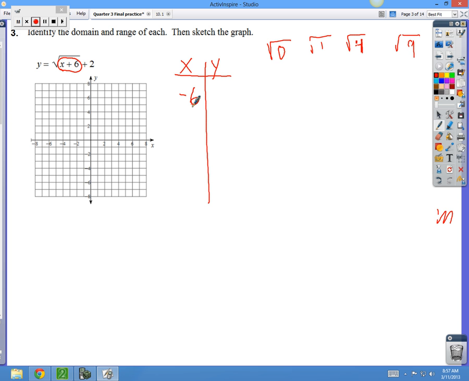If you do negative 6 plus 6, you get a 0. What's the square root of 0? And then after you've done that, you have to plus 2. So 0 plus 2, there's your very first dot. Negative 6 and 2 are a pair. So you're going to go left 6, you're going to go up 2. Now, what can you plug in that's going to give you underneath the square root a 1? So what number add 6 is a 1?